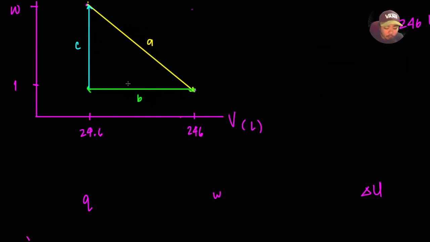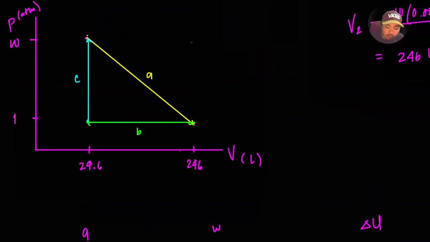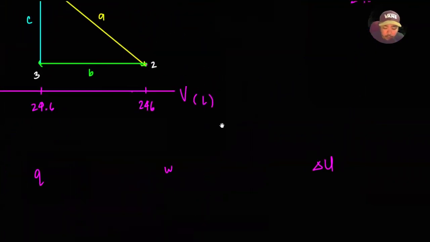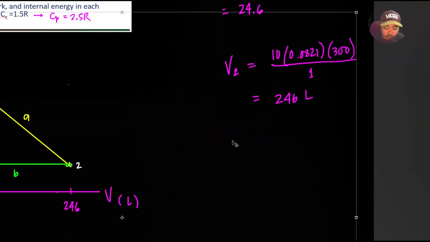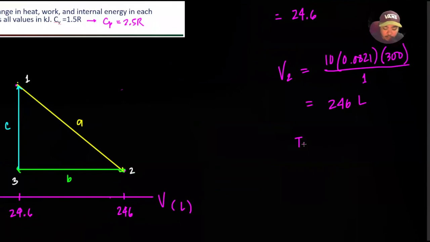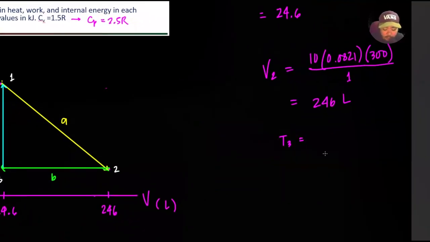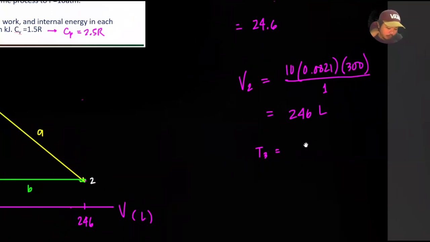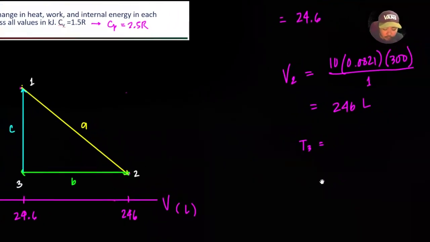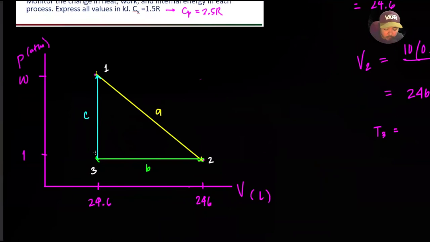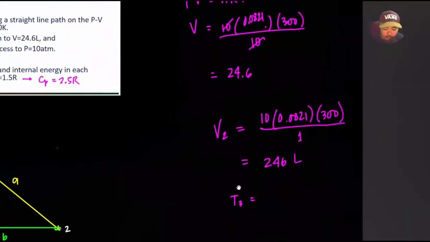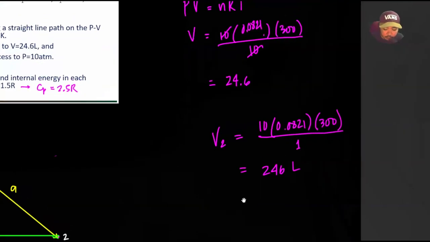And if we want to compute this, sige, label natin pala, no? Hindi tayo malito. So this is state 1, we have state 2, and state 3. So we need to compute for the T3 as well, no? Tama? The temperature at T3 para ma-compute natin yung CP, CP dT. So T3 is equal to, we can just use the, we are given, kaya na-compute natin yung pressure and volume dito, then actually pwede natin i-compute. You can do P1 V1 is equal to P2 V2.